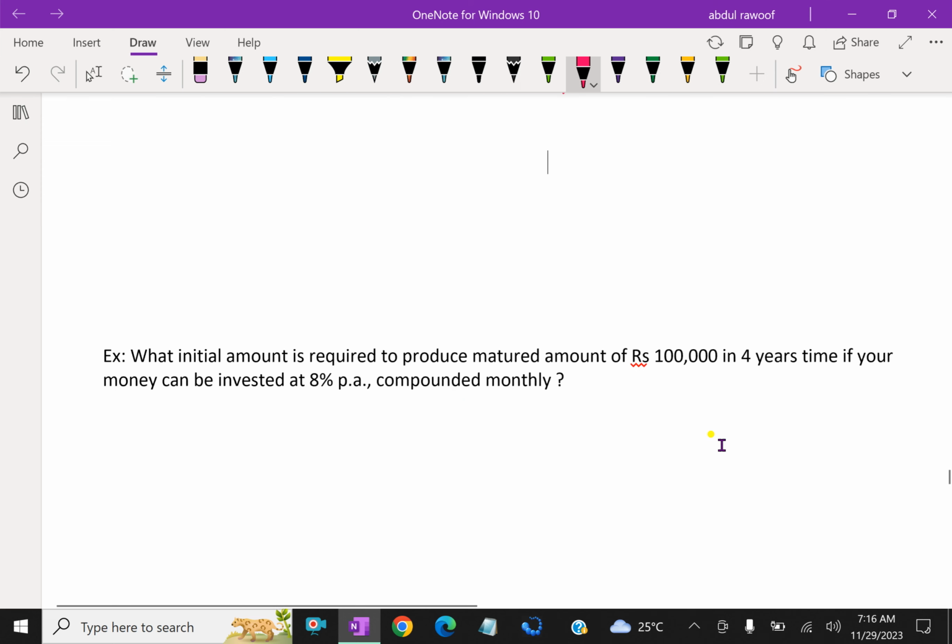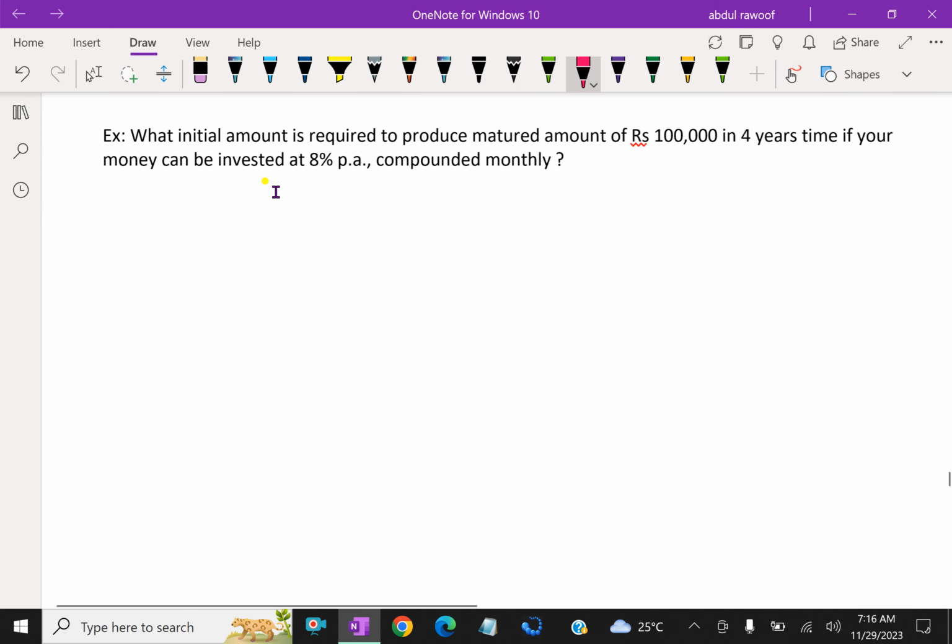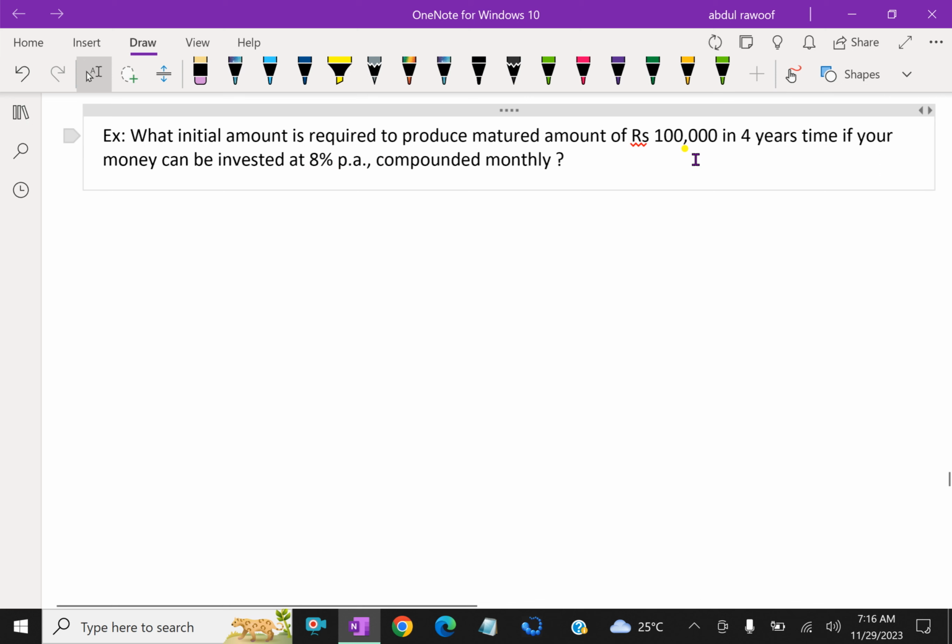Next question, look here. What initial amount is required to produce a matured amount of 100,000 in 4 years' time if your money can be invested at 8% per annum compounded monthly? Here, look, compounded monthly. That means the interest rate per annum is 8%, per month means 8 by 12. The number of periods is 4 into 12 months.